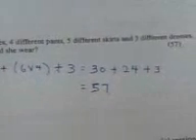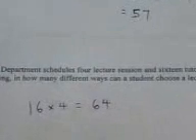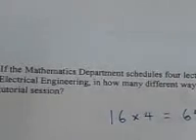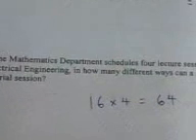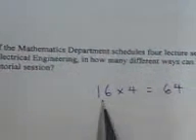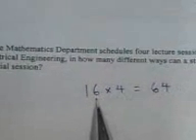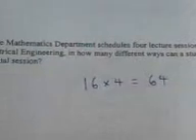which will be equal to 57. B. If the mathematics department schedules 4 lecture sections and 16 tutorial sections for electrical engineering, in how many different ways can a student choose a lecture and a tutorial session? So there are 4 lecture sections and 16 tutorial sections. So you can choose, you can times 16 by 4, which equals 64, and that's the answer.